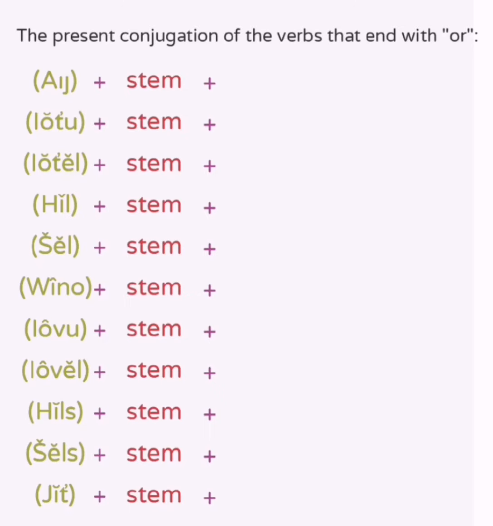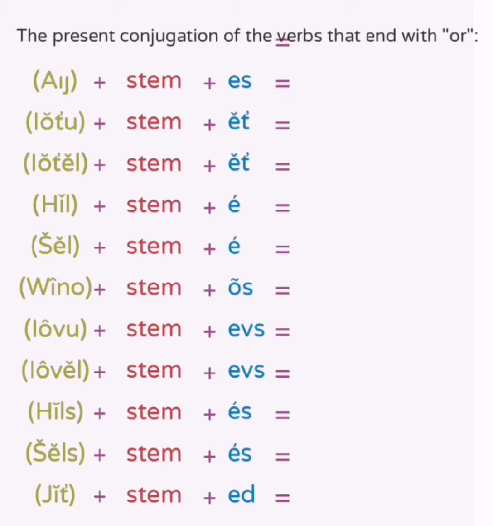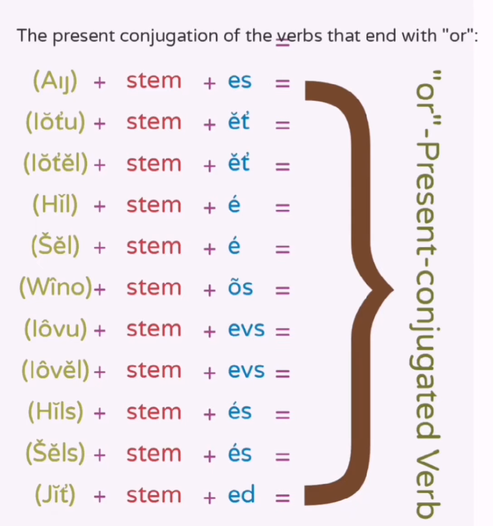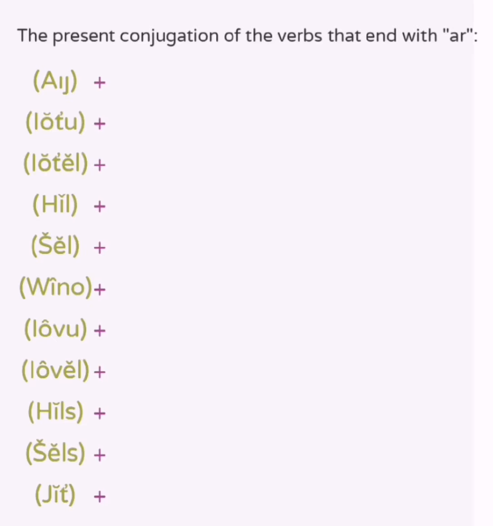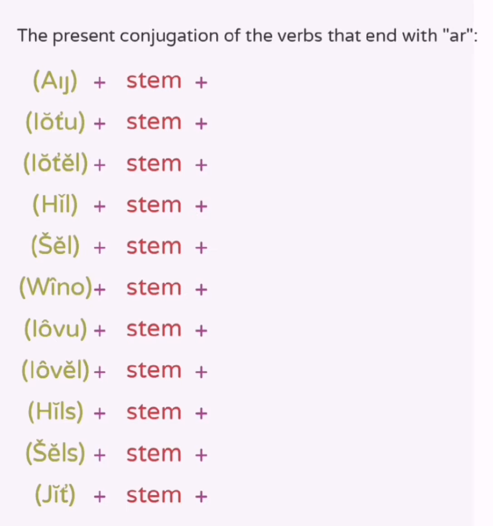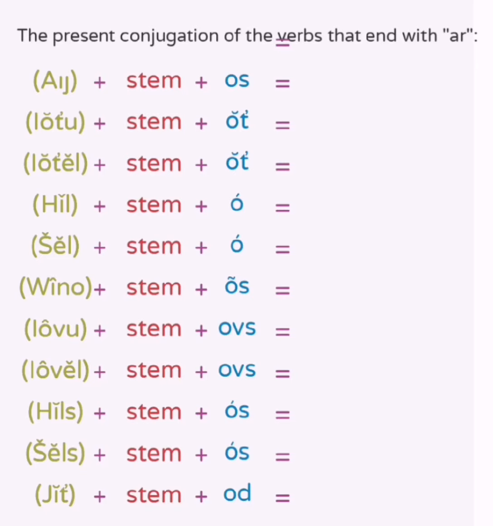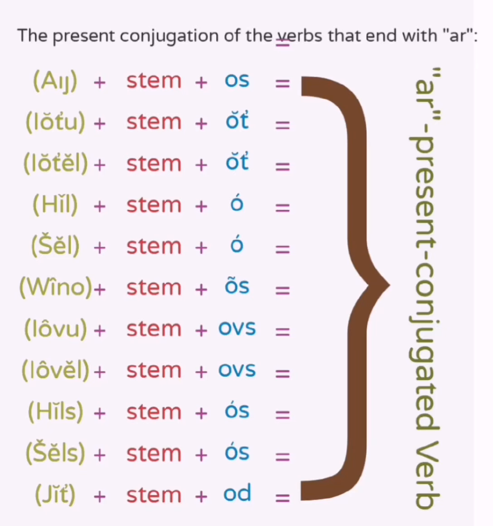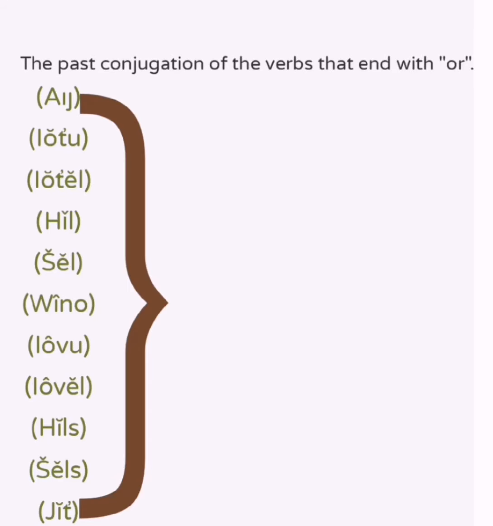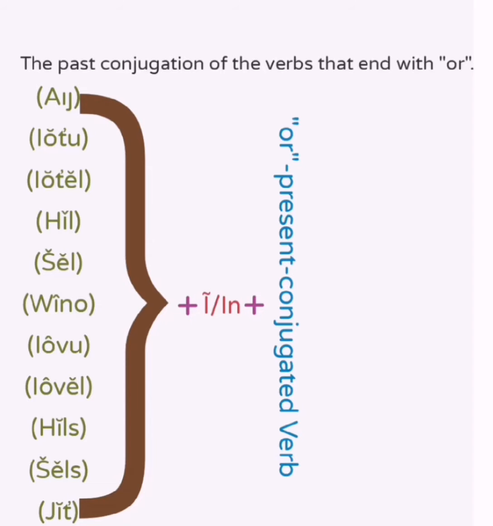And here I just gave you a simple equation to obtain the present, the past, and the future conjugation. The present is pronoun plus stem plus conjugative suffix. The past is pronoun plus in or in plus present conjugated verb. And the future is pronoun plus te or te plus present conjugated verb.